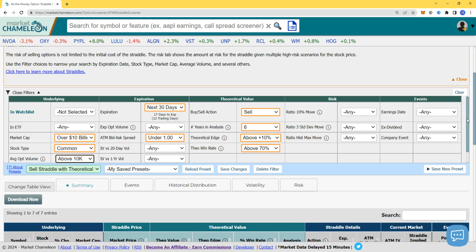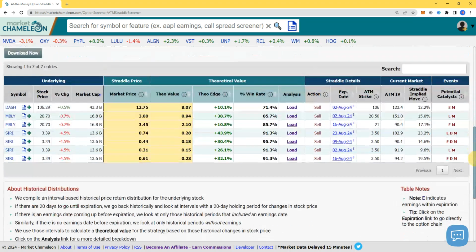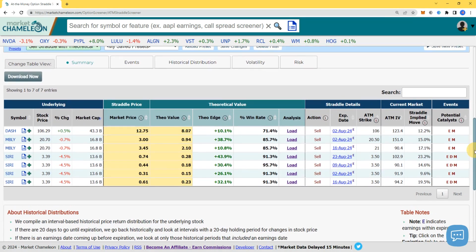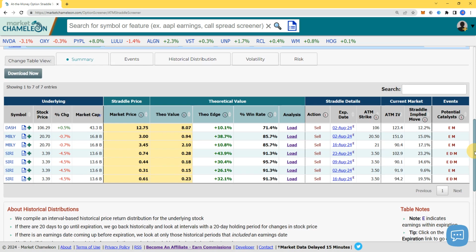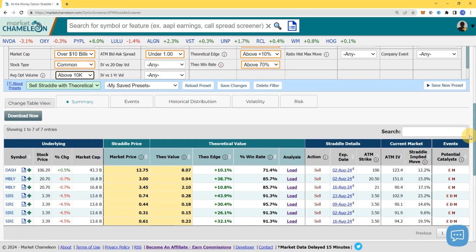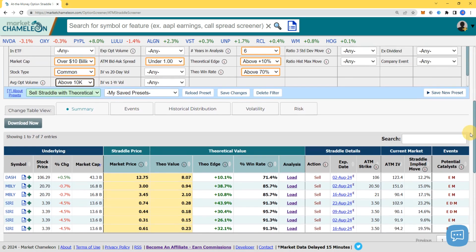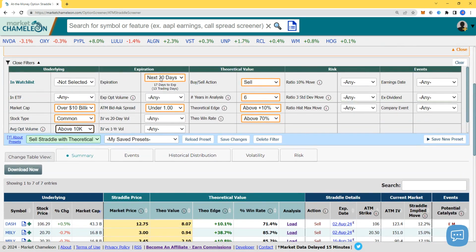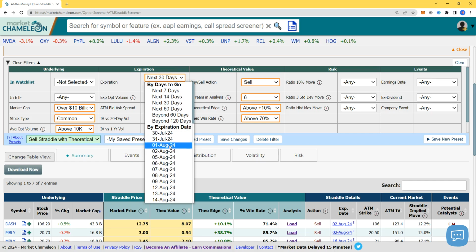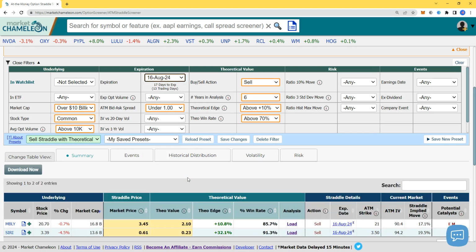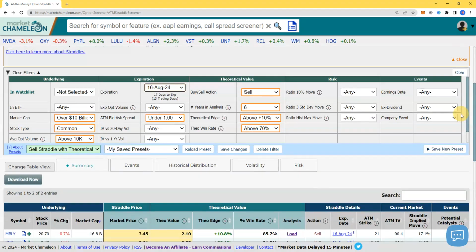So that means all the Apple, Microsoft, Tesla, Nvidia, all that stuff. So we don't have a lot. We've got DoorDash, okay, MBLY, and Siri. Interesting stuff. Let's see what else we've got. Expiration, I want to do as before, August 16. So let's find the monthly August 16 right here. Okay, interesting.